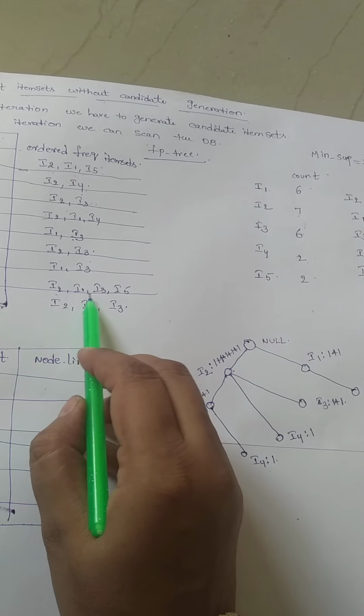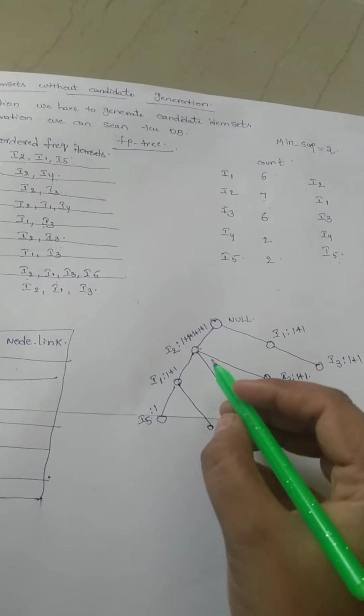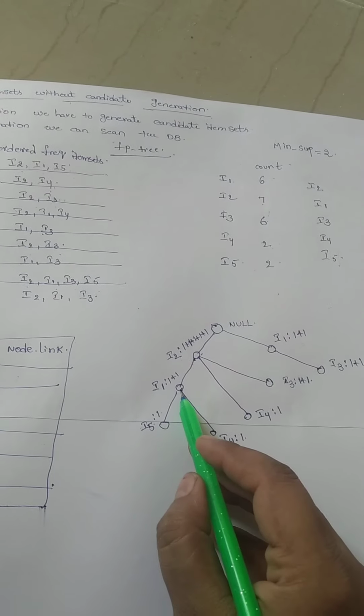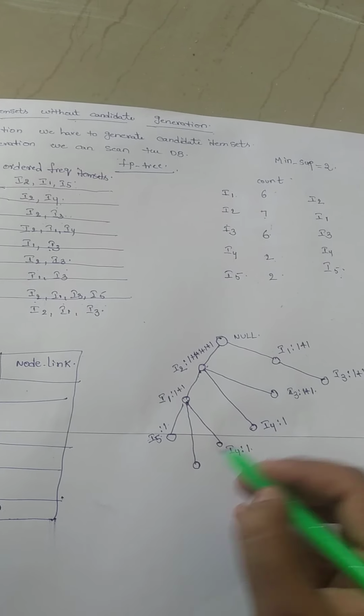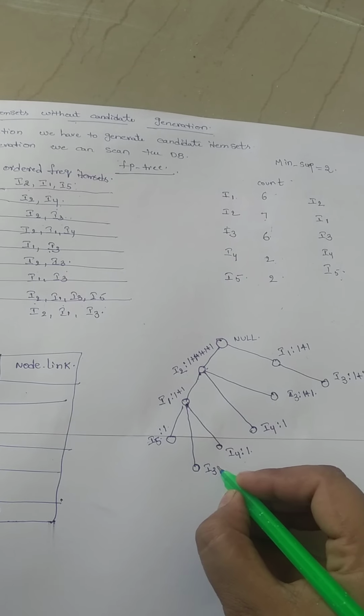Next is I2, I1, I3, I5. So I2, I1, and next we take I3.